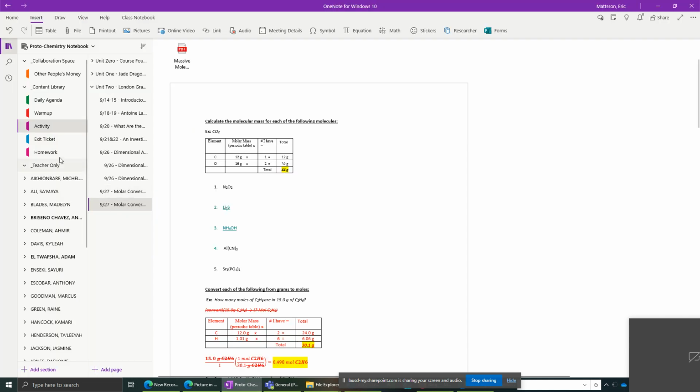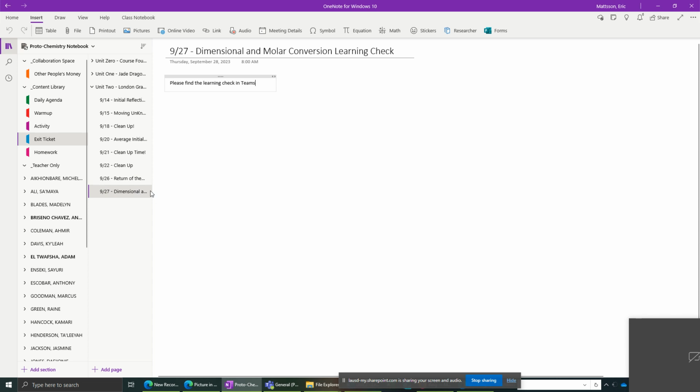Our exit ticket then is going to be a little learning check over dimensional analysis and molar conversions. We have a couple questions over that, and again, you'll find that in the assignment tab. So that's today.